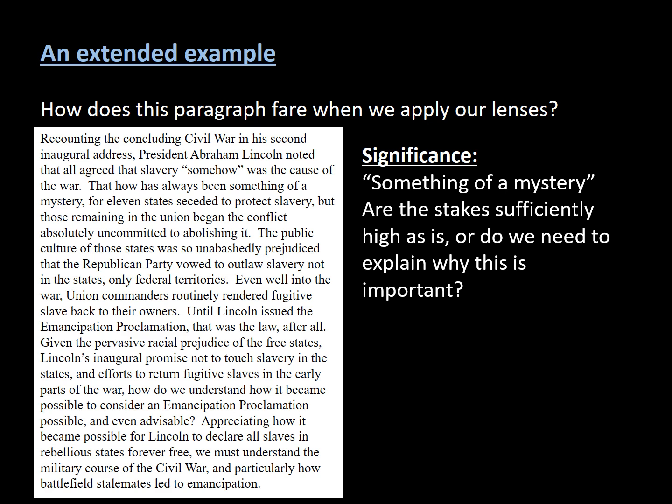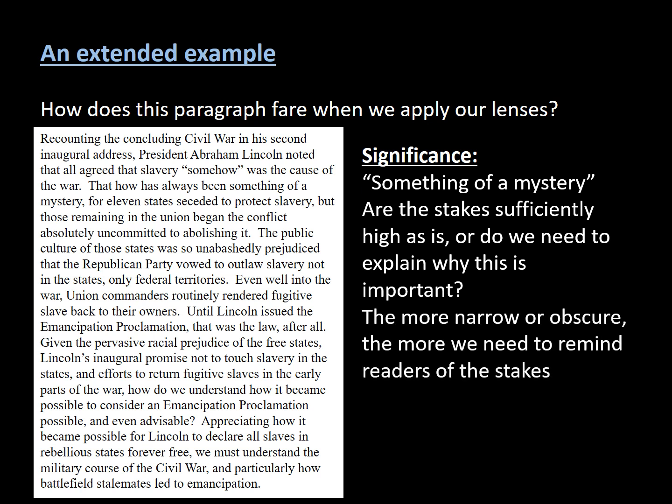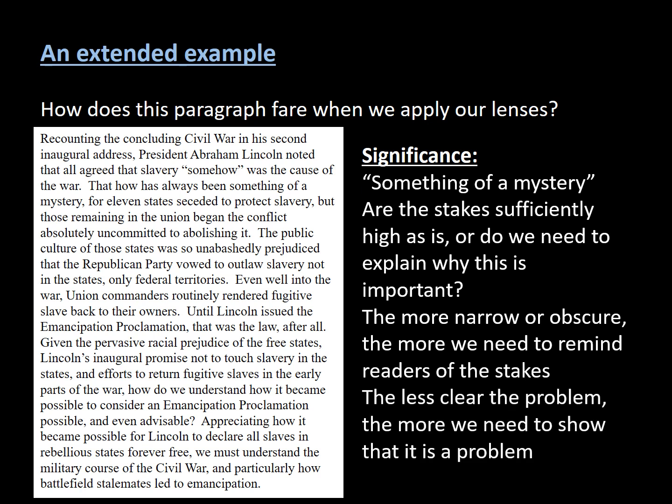This question of have you explained the payoff of your paper? That's sometimes a hard question to answer. When in doubt, explain why it is important. So the more narrow or obscure, the more we need to explain the stakes of the game. Or the less obvious it is to readers that it is a problem, we need to show that it's a problem, right? So this is really important for getting your reader on board with you.